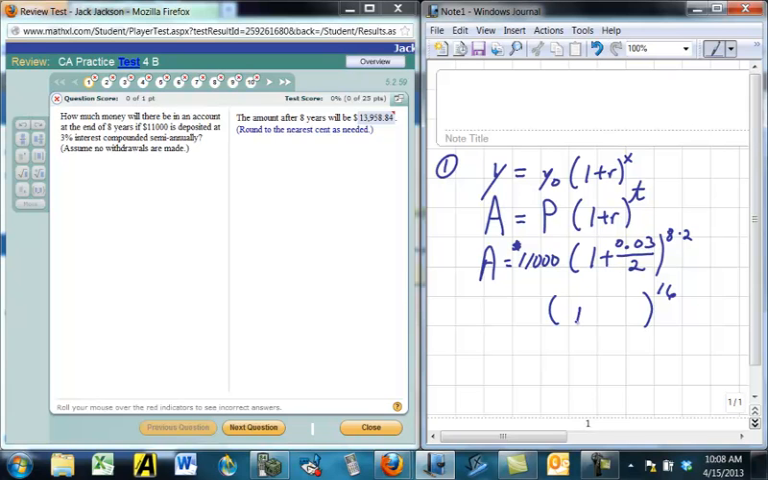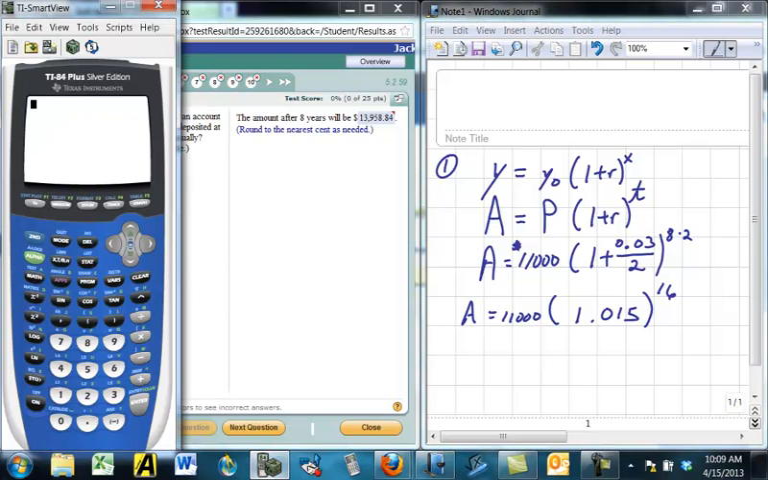And this we can actually do pretty nicely. 1.015. So that was pretty easy to simplify a little bit in our head, but then at some point we're going to need to plug it in a calculator. So we can do 11,000 parentheses 1.015 to the power 16. If you want, you could have entered it in from the line above.